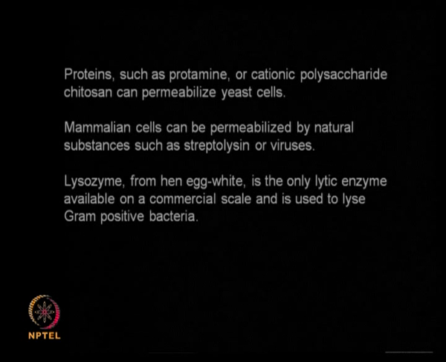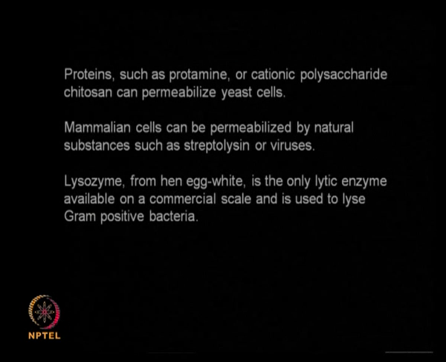We can use some virus which can permeabilize mammalian cells. Lysozyme from hen egg white is also an enzyme which is called lytic, that means it breaks the cell wall, and it is also used on commercial scale to lyse gram positive bacteria. So lysozyme is not very expensive, and it can be used for breaking the cell walls.